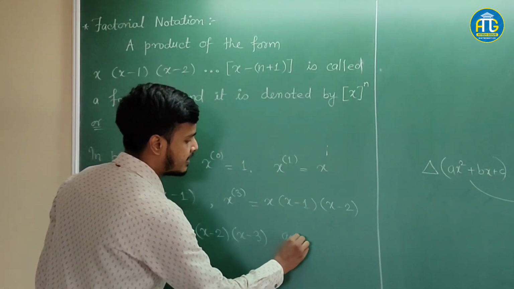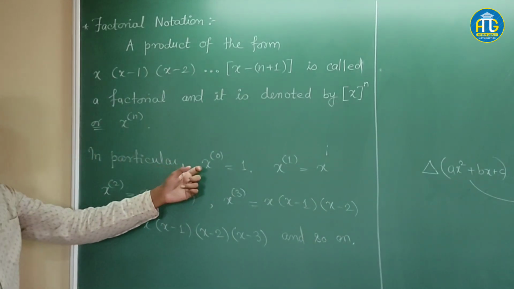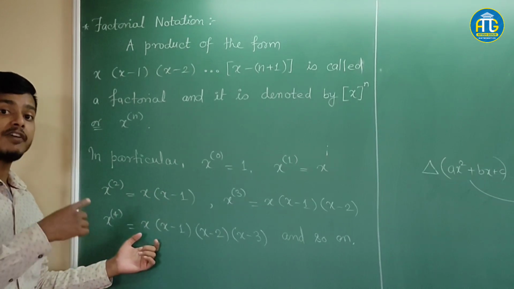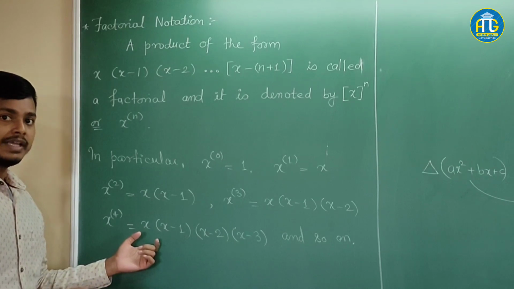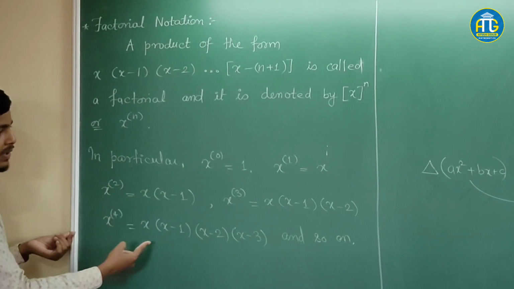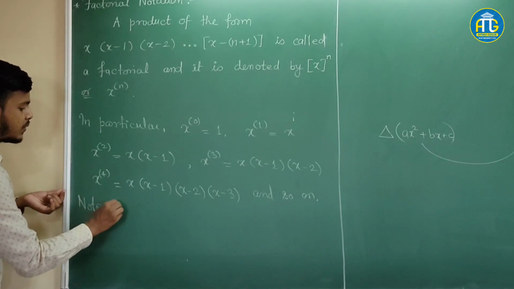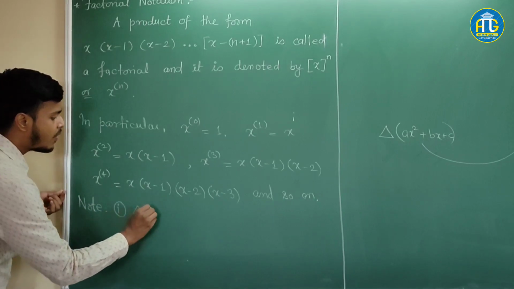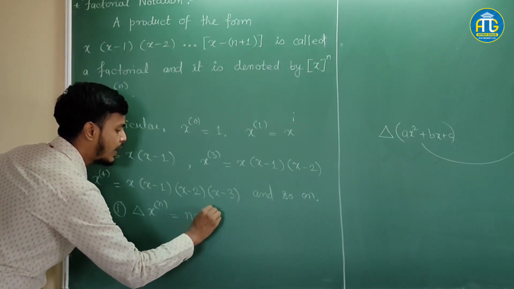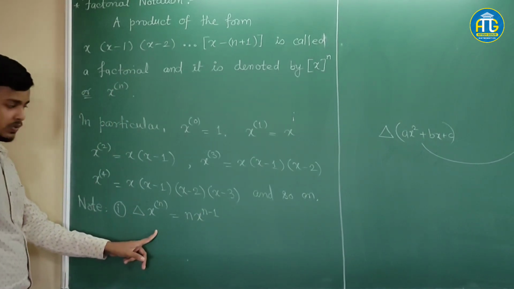Okay, and so on. These particular factorials that I have written will help us in reducing a factorial polynomial into a simple polynomial. Now we have a note, and this note says delta of x raised to power n factorial is n x raised to n minus 1 factorial. Now this is analogous to what?